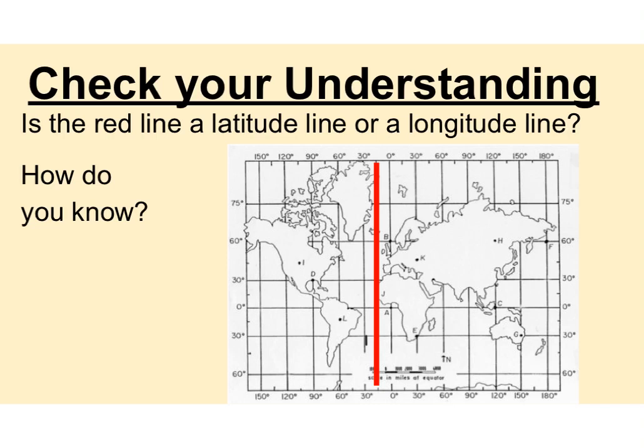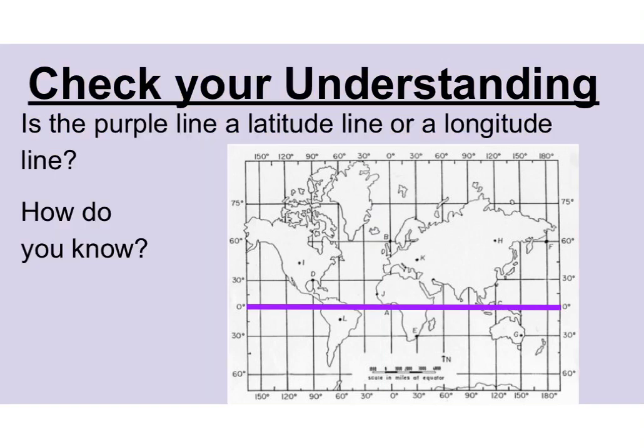All right, let's try some more. Is the purple line a latitude line or a longitude line? And how do you know? You should be getting pretty good at this. This is a latitude line. That's what you should have said, because this is a line that is running from left to right. Okay, we're going to try one more.